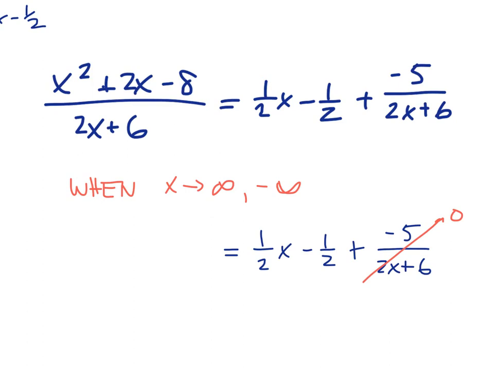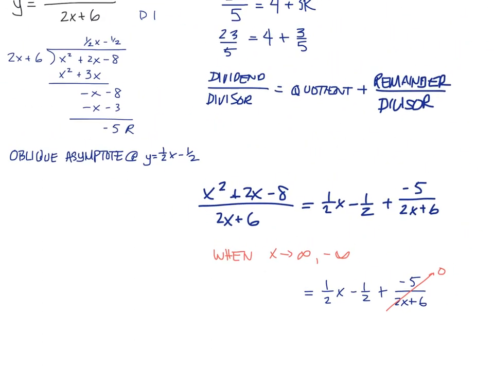So that agrees with what we found over here, right? That our asymptote should be this. But that's the reason why. It's because this last term, the remainder over the divisor, is going to go to 0.